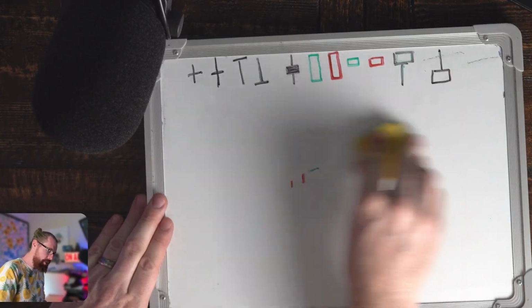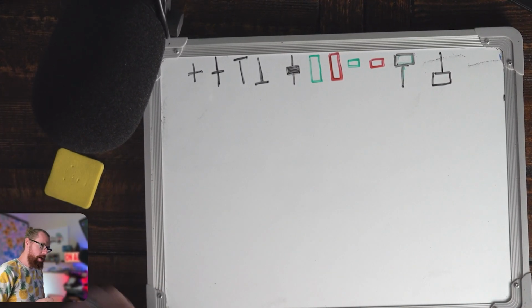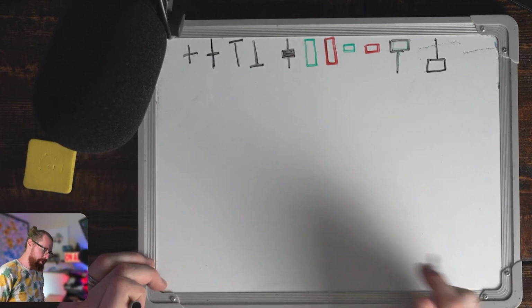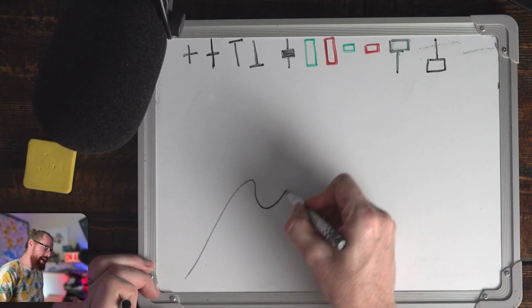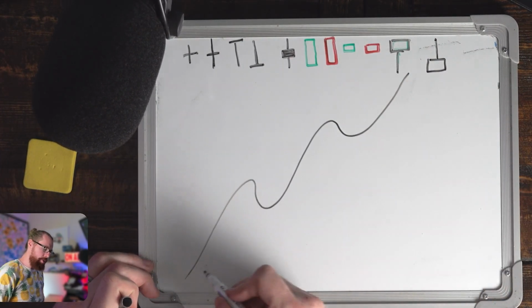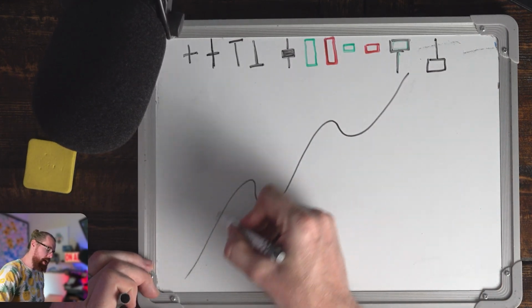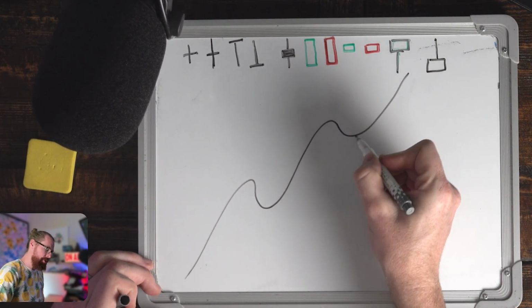The places that candlesticks are most significant are at the top and bottom of moves. So they're at correction points. So we know that the price never goes straight up. It goes up and then it pulls back. It goes up and then it pulls back.